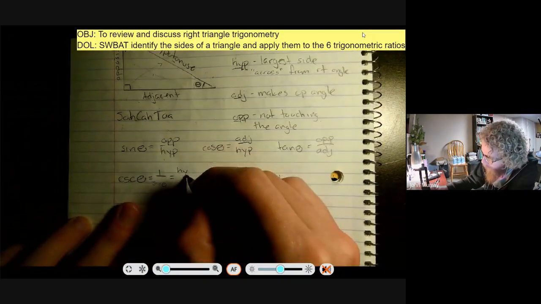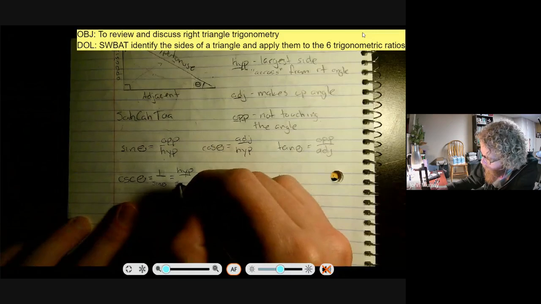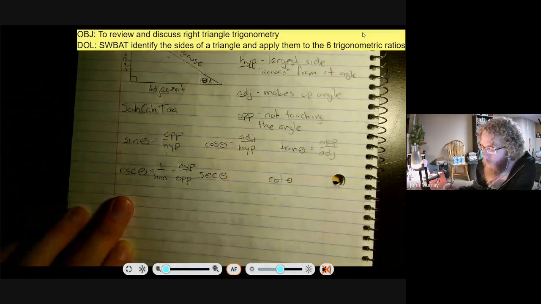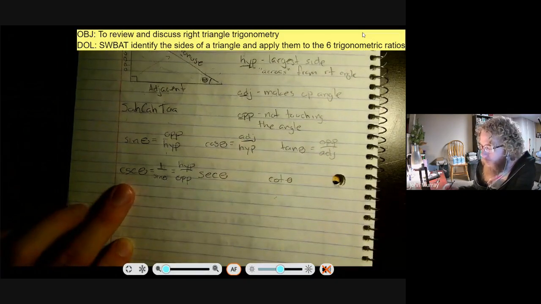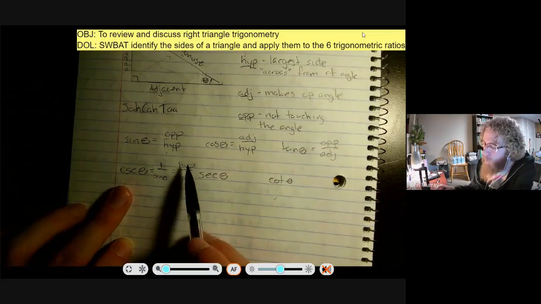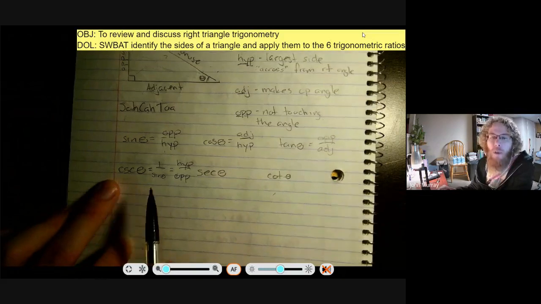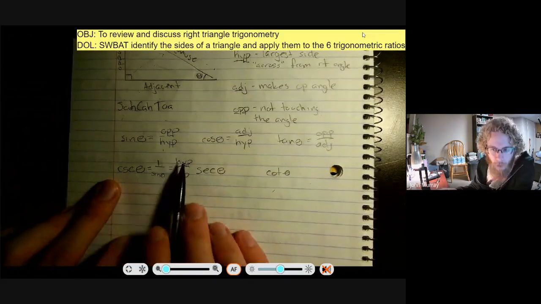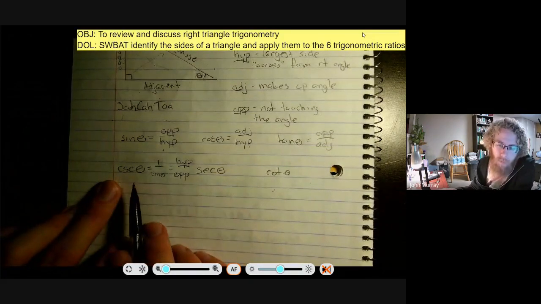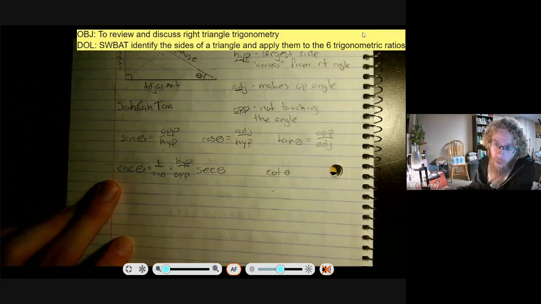So what we do is we flip our proportion. Cosecant is the relationship of the hypotenuse over the opposite. So with cosecant, we'll end up with numbers larger than 1 because our hypotenuse is always greater than the opposite side.